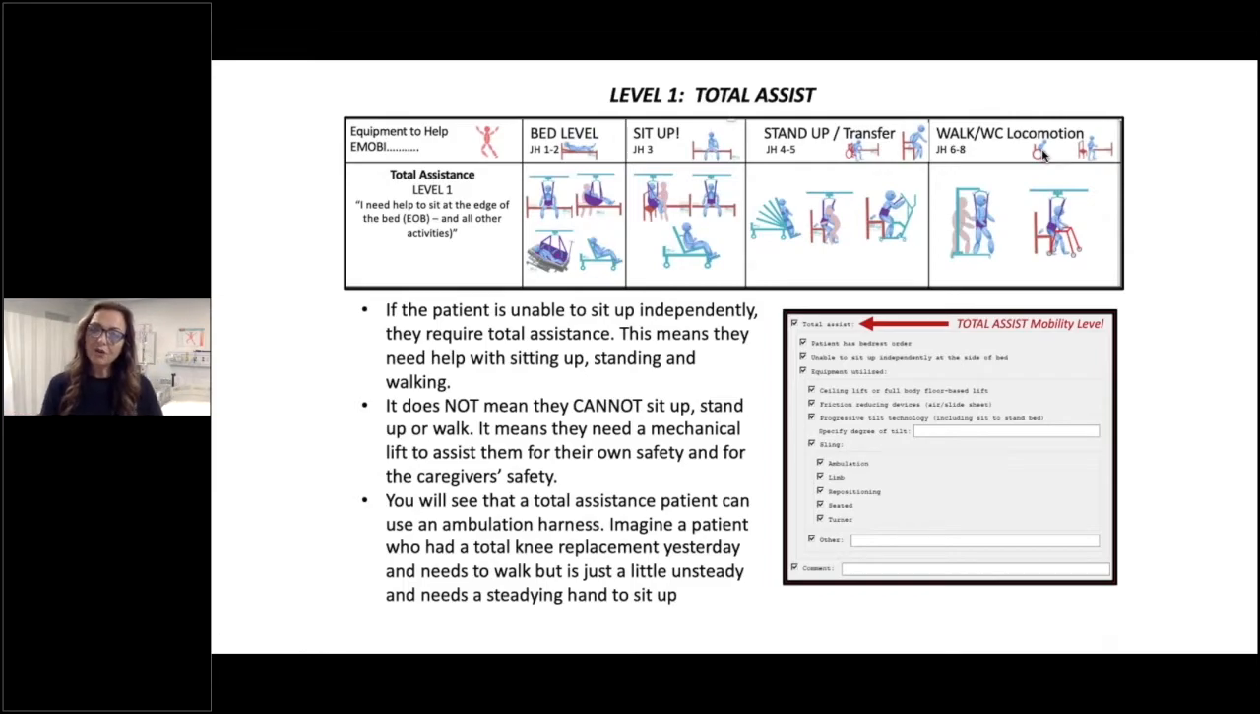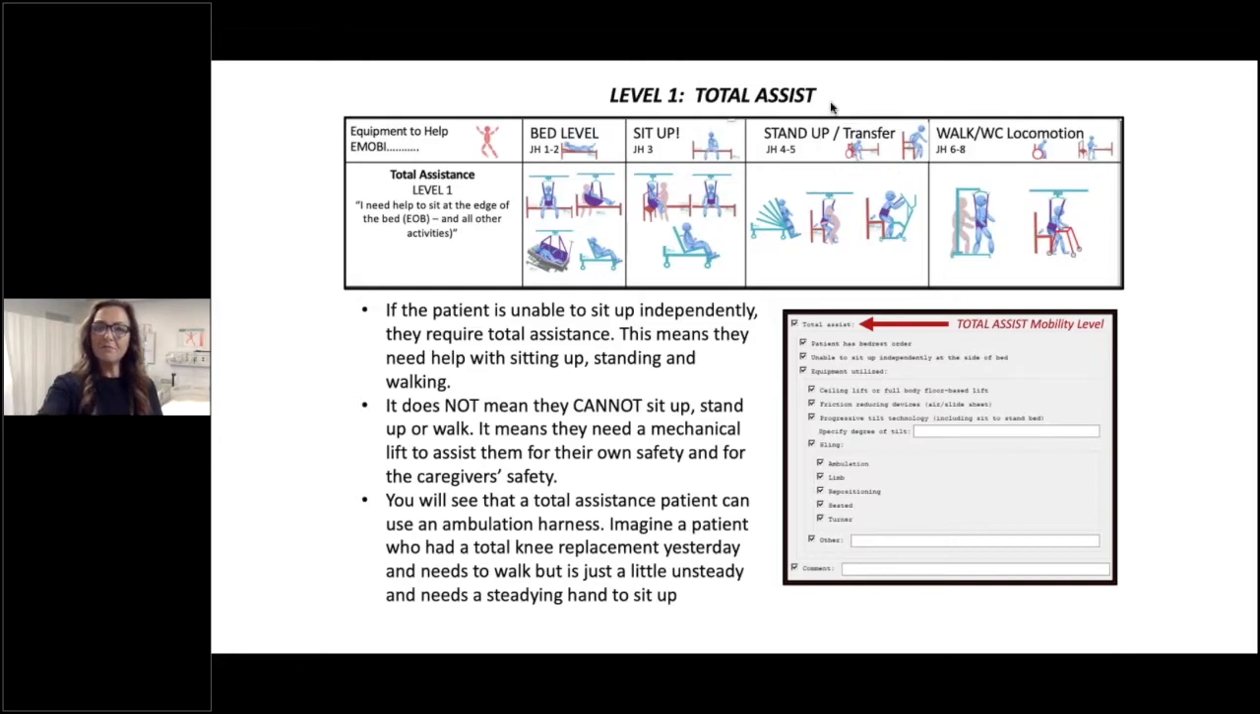For those of you who are already trained in the Johns Hopkins mobility goals, you will see in this goal section, we have included the Johns Hopkins levels. If you have not yet been trained in Johns Hopkins, then just start by thinking about bed level goals, sitting up, standing up, or walking.